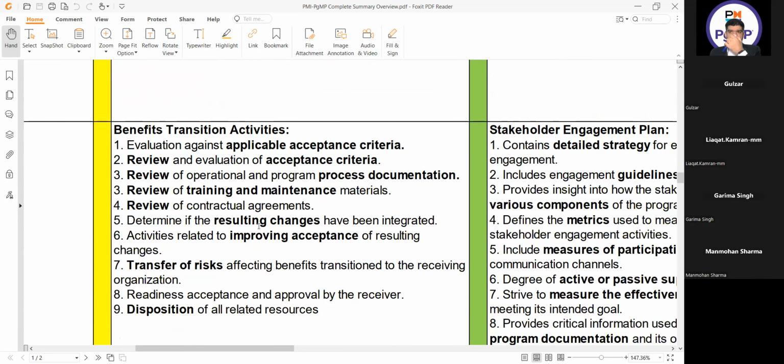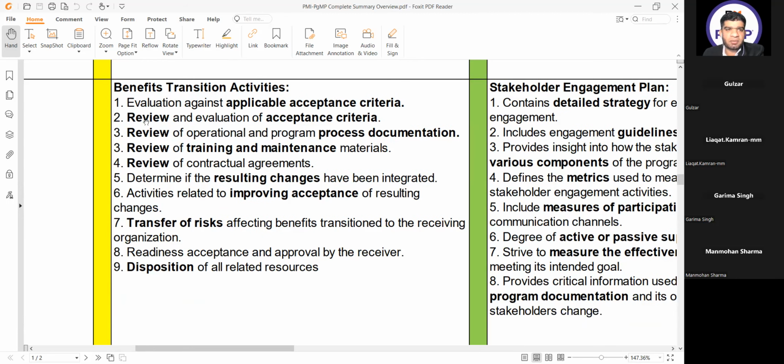What are the benefit transition activities? Number one, evaluation against applicable acceptance criteria, review and evaluation of acceptance criteria, review of operational and program process documentation, review of training and maintenance materials, review of contractual agreements. The keyword is review in the start.